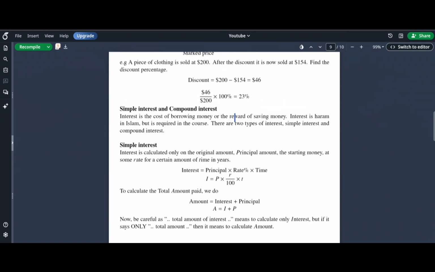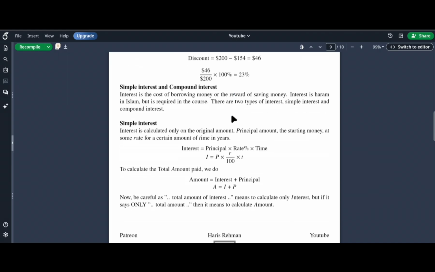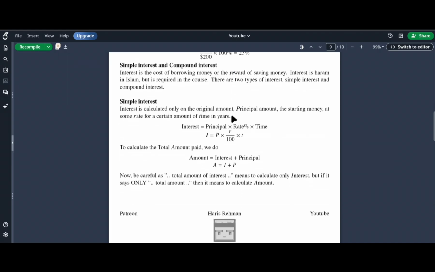I hope you guys understood all that. Just final two topics left before getting on to questions: simple interest and compound interest. Interest is the cost of borrowing money or the reward of saving money.